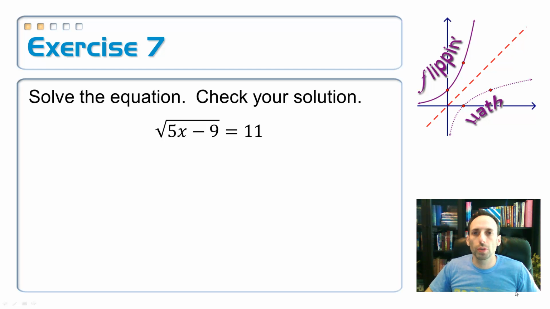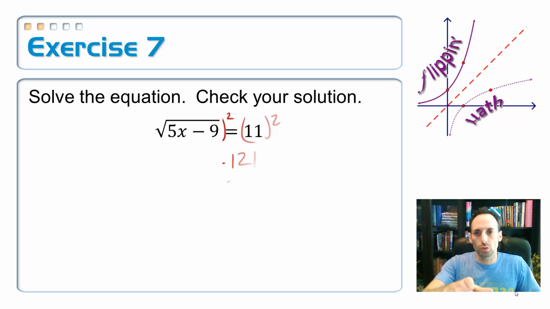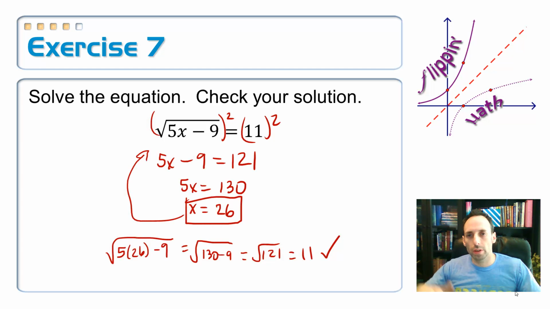Anyway, what are we supposed to do here first? Supposed to square both sides. When you do, the radical on the left-hand side cancels out. And you have to square up the 11 over there. And when you solve, you get 26. Go back, stick it back in, make sure it works. This one does. You're going to see why in just a second. I'll make a big deal about checking your answers.